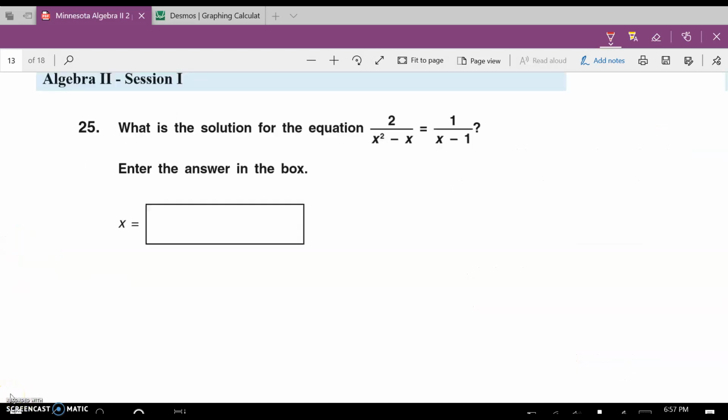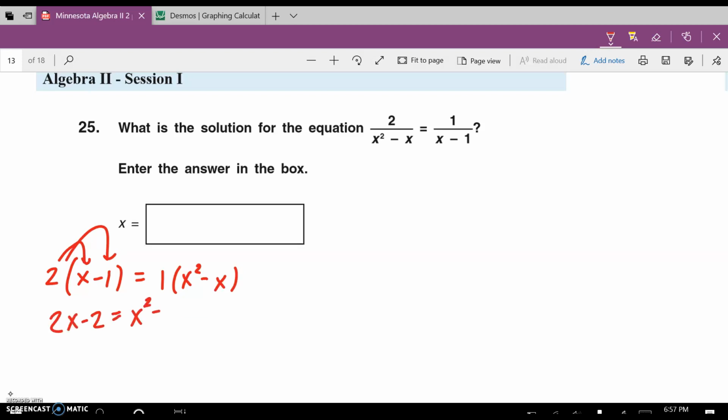Alright, 25 wants to know a solution. So whenever we have 2 fractions that are equal to each other, we have to cross multiply. So we've got 2 times x minus 1 equals 1 times x squared minus x. So that would be 2x minus 2 equals x squared minus x.